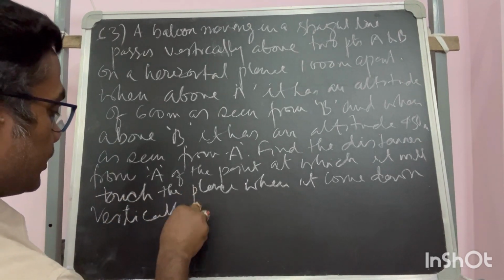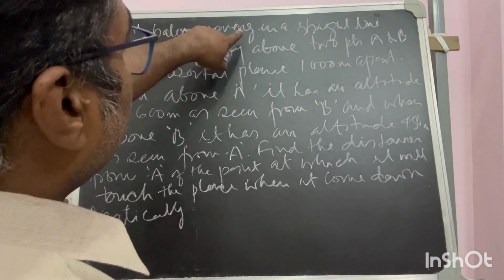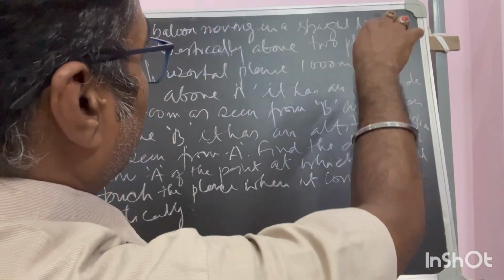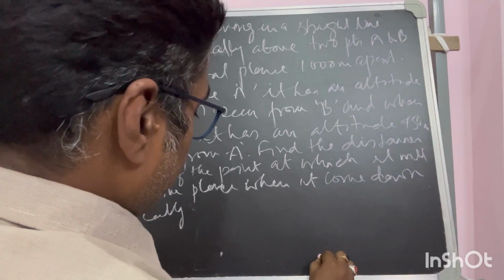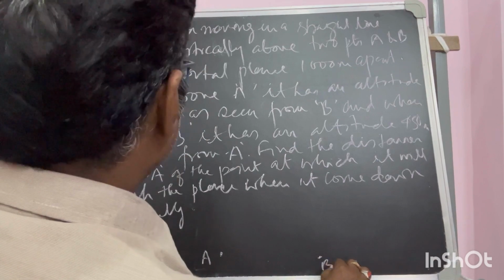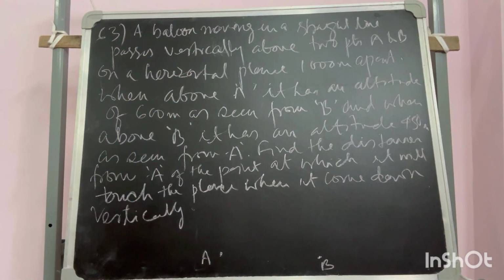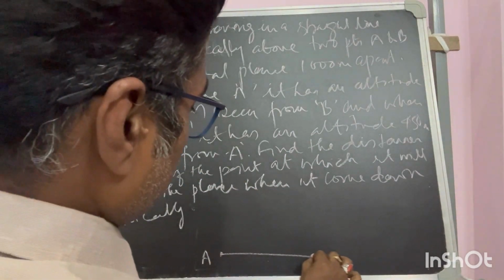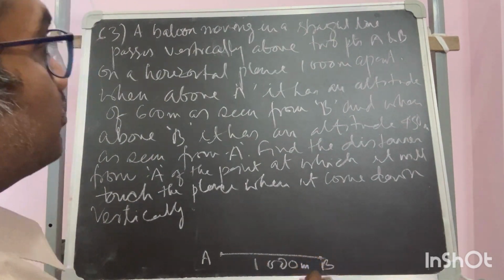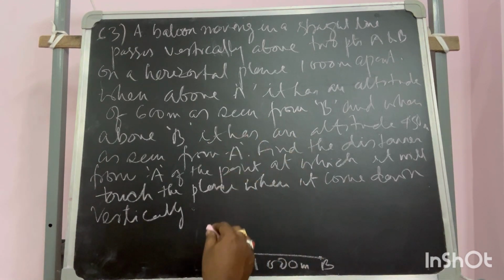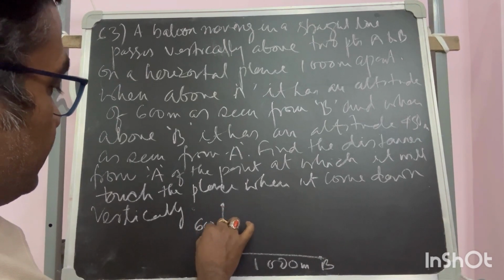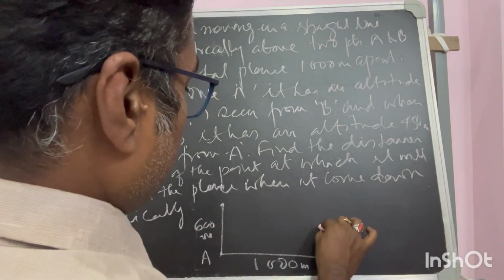So let me read it out again. A balloon moving in a straight line passes vertically above 2 points. There may be 2 points A and B. Let's say this is A, this is B. These are on a horizontal plane, 1000 meter apart. When above A, it has an altitude of 600 meter here. When it is above B, it is 450.